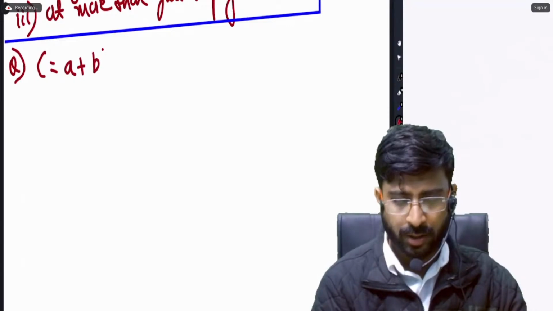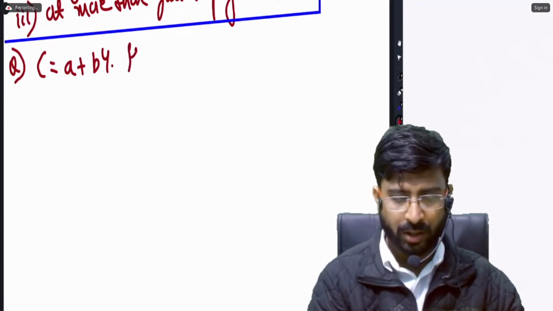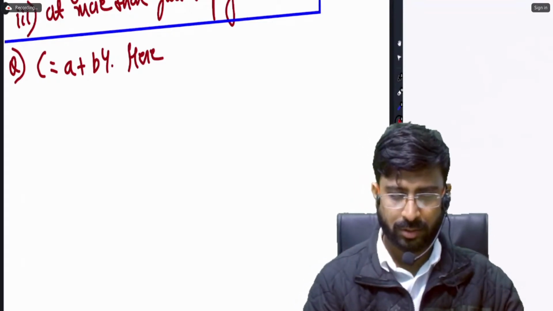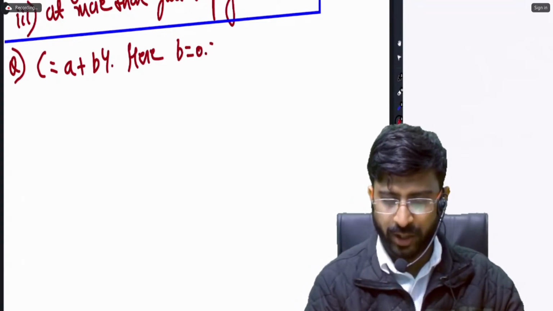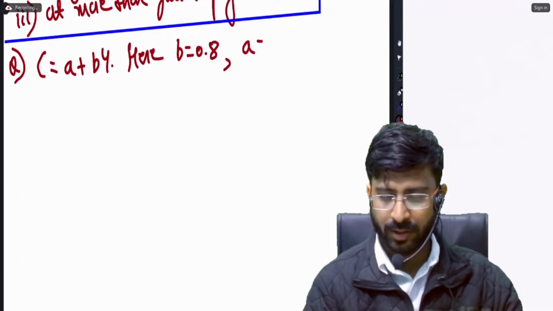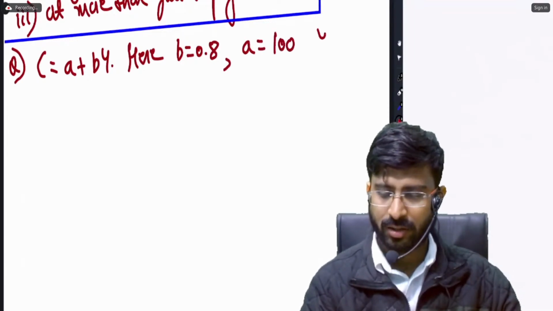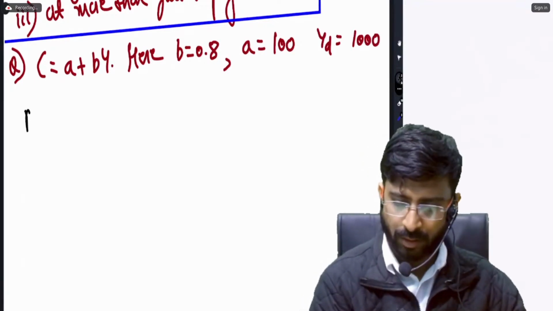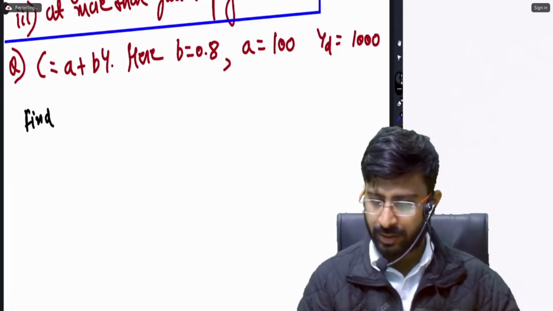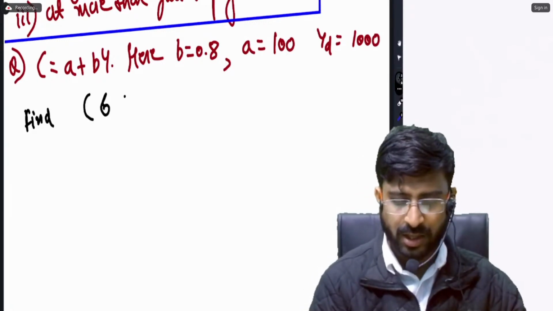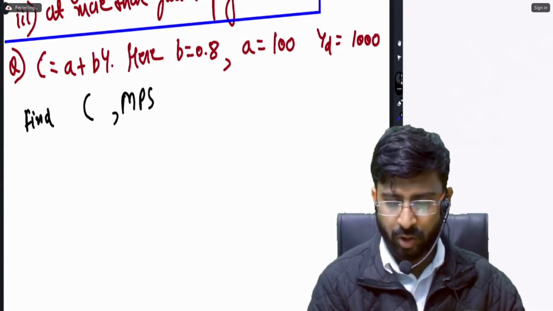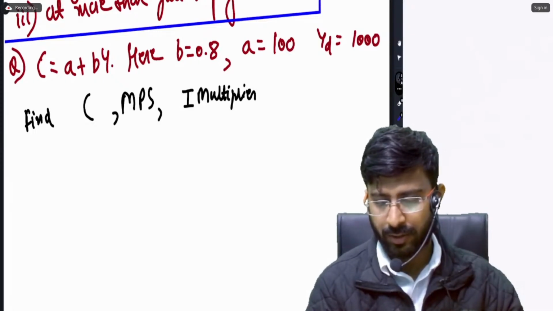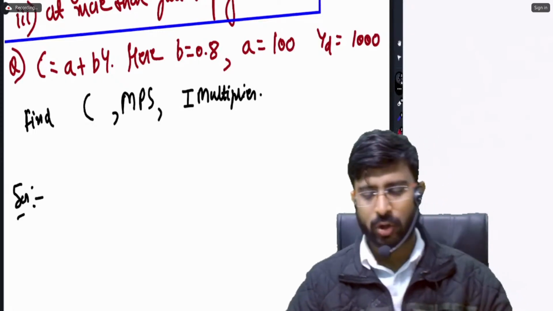C equals A plus BY. Here B is 0.8, A is 100, YD is 1000. Find C, MPS, and the investment multiplier. Solve this, everyone. Now I won't help, you will do it.